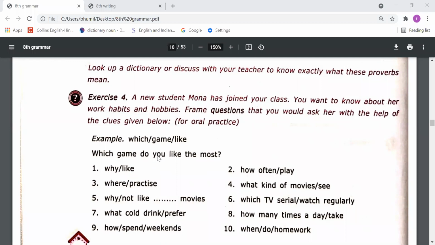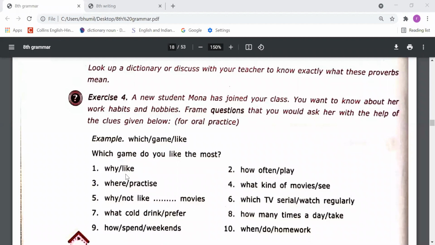A new student, Mona, has joined your school and your class. So you want to ask about her habits and hobbies. So these clues you have to use, and you have to frame the question sentences. Okay, like which game, three words are here. So by this, you need to make a sentence in question form. Like you can say, which game do you like the most, right?